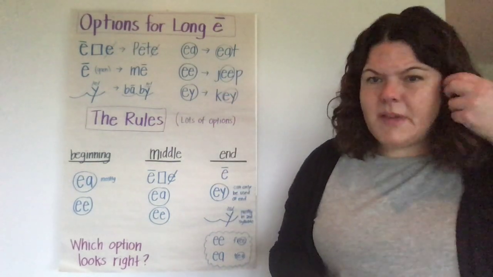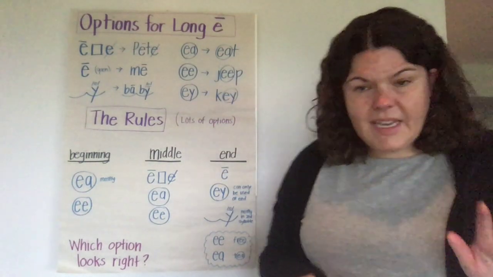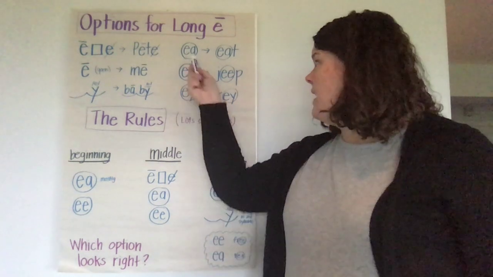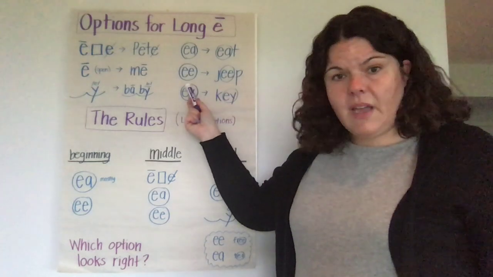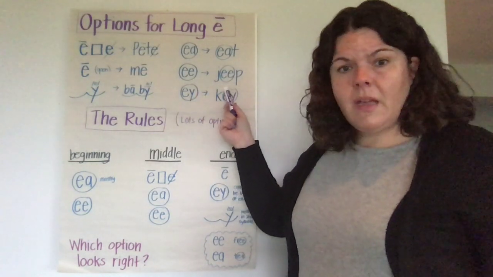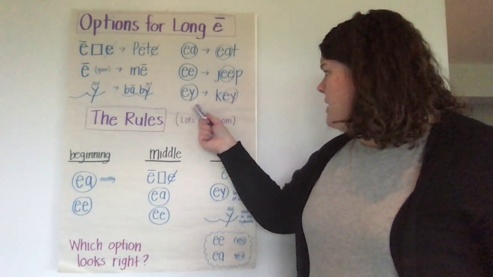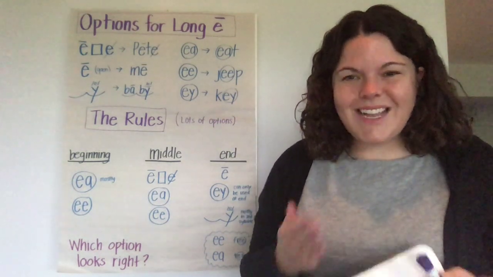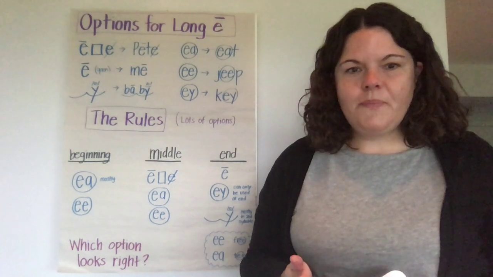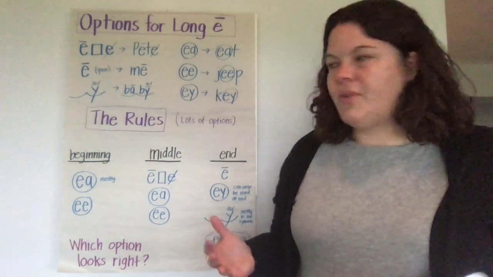Now, here come your three vowel teams. You've seen them a little bit. I know you've read with them, but I need you to know what they are. You've got EA as in eat. EE together says EE, jeep. And then EY is EY, key. So there are 6 options for E. And here are the rules.